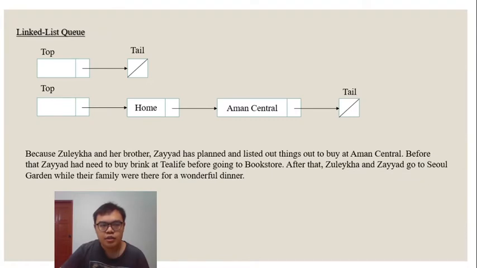The second is the linked list, because Zulaika and her brother Zahid had planned to go to Aman Central. Before that, Zahid needed to buy a drink at Kilat before going to the bookshop. After that, Zulaika and Zahid go to Seoul Garden, where their family were there for a wonderful dinner.